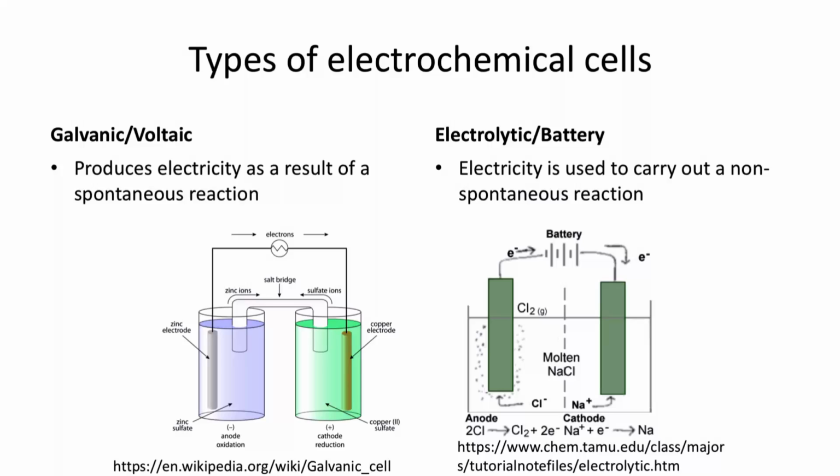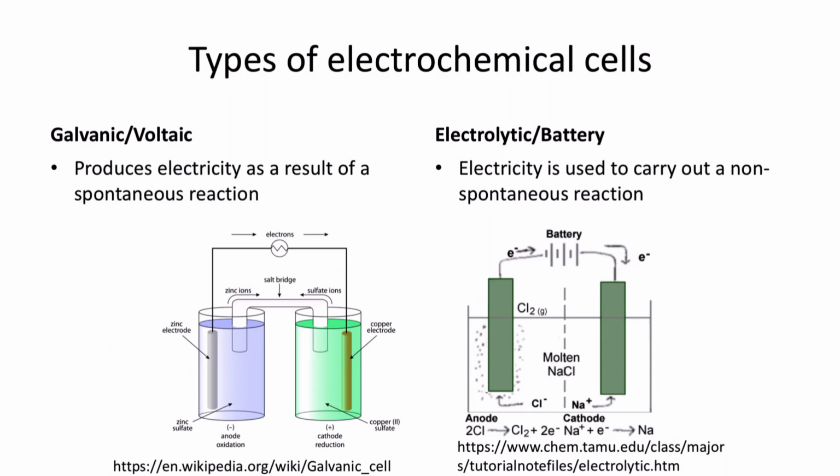One is called a galvanic cell or voltaic cell, and the other is called an electrolytic cell or a battery. What I'm doing on this figure is showing you the main differences between these two different kinds of systems. On the left here is the electrochemical cell, or galvanic cell, or voltaic cell. And this one produces electricity as a result of a spontaneous reaction.